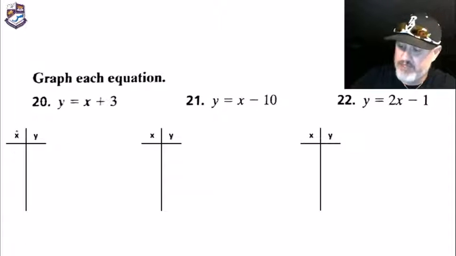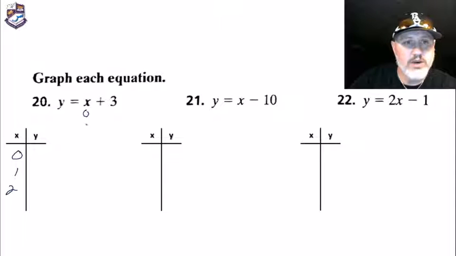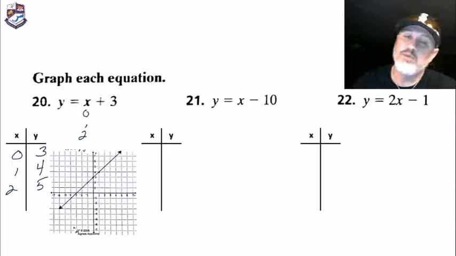The easiest numbers to pick are 0, 1, and 2. When I substitute 0 in, I get 3. When I substitute 1 in, I get 4. And when I substitute 2 in, I get 5. So those are my 3 points, and that's what my line looks like.